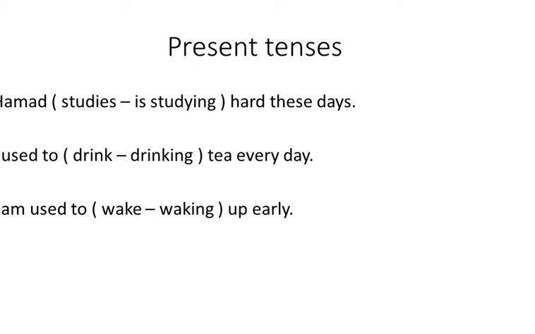But if I'm talking about something I used to drink or drinking tea every day, this sentence talks about an action in the past because I am talking about a habit in the past. And used to is used to express an action that we were doing in the past as a habit. I used to drink tea every day.